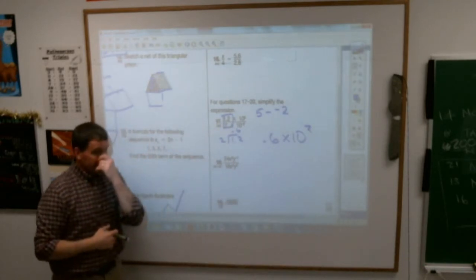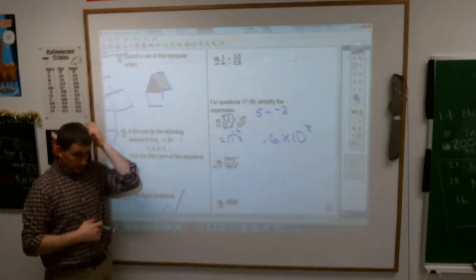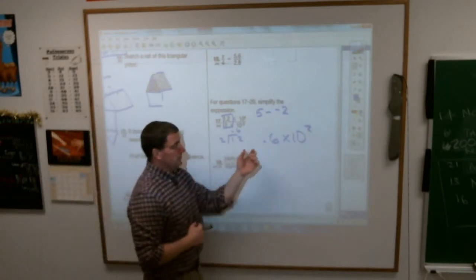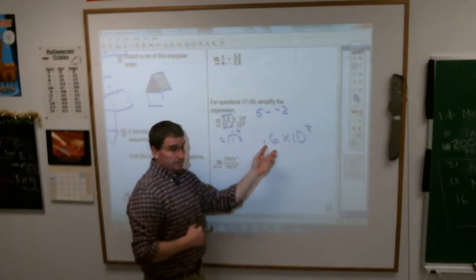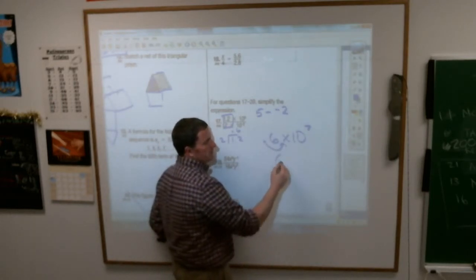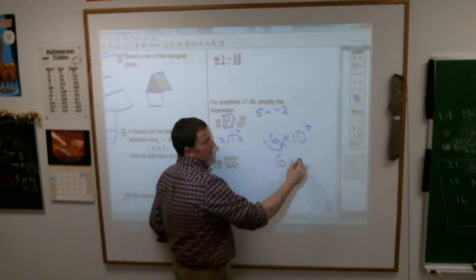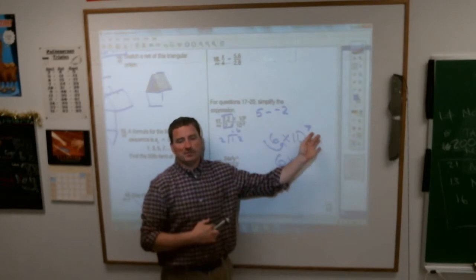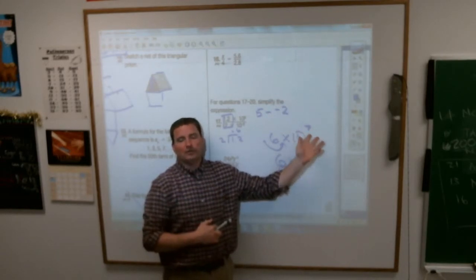Now, why is that not the answer, Peter? Because you have to move this, because it's not in scientific notation anymore. This number has to be between 1 and 10. So for that to happen, I need to move the decimal one place this way. It becomes 6. And then here's another part where people get confused. Because I moved that decimal, my exponent changes. I moved it one place.